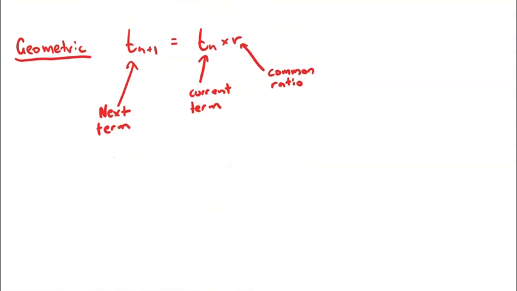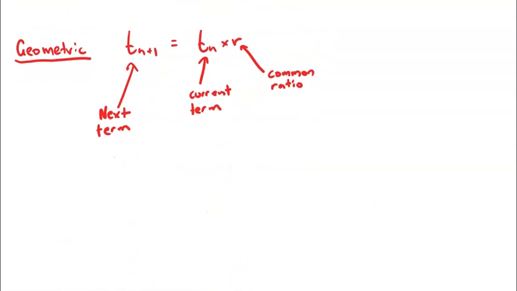A geometric sequence, we studied these in class as well. They have the recurrence relation saying Tn+1 is equal to Tn times r. And so the difference here is that instead of d for the common difference, we have r representing the common ratio, because what a geometric sequence does is it continually multiplies by the same number over and over again.